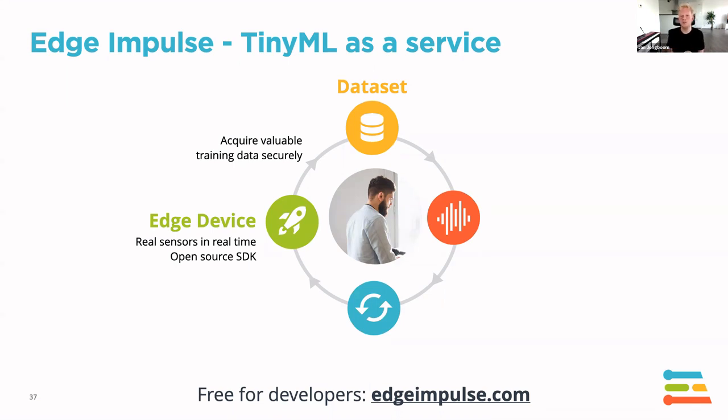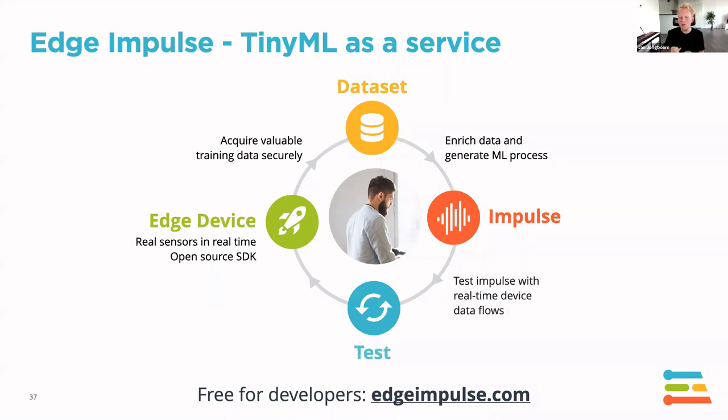Actually building up this data set can add IP value for your company. We then help you to design a signal processing and a machine learning pipeline to actually extract the right features and make predictions from that. We call it an impulse. We help you to test that on real devices in real time, with actual data flows.